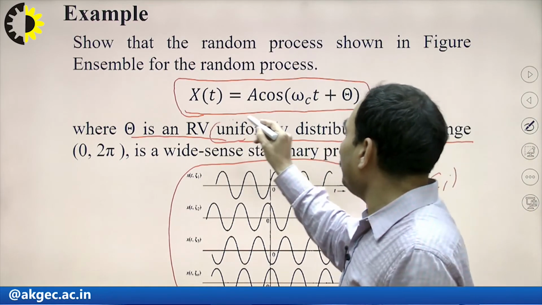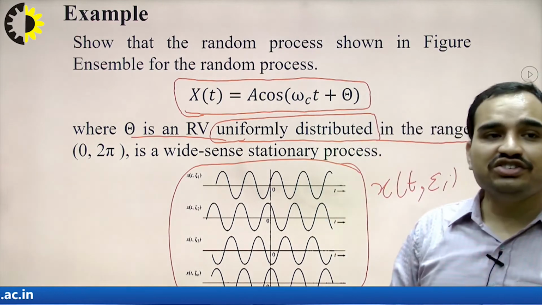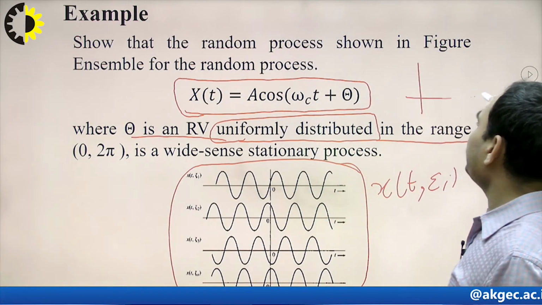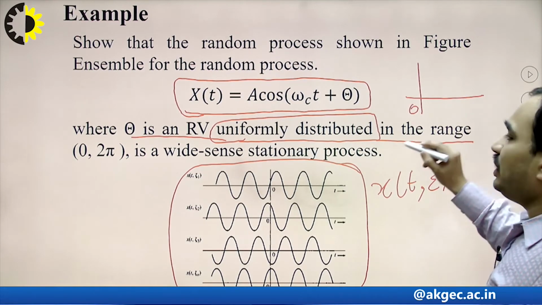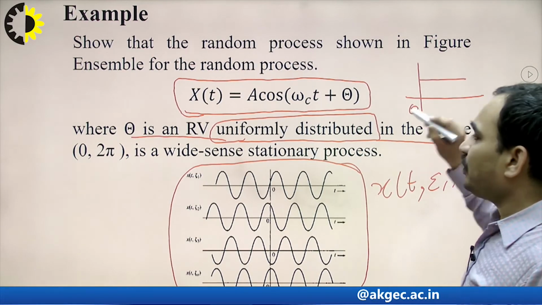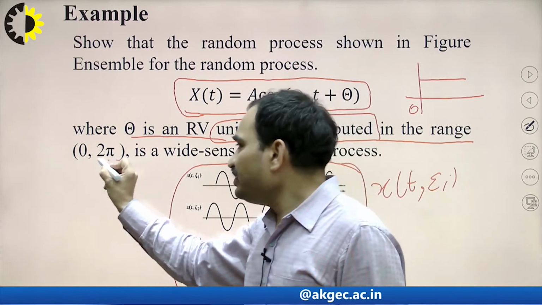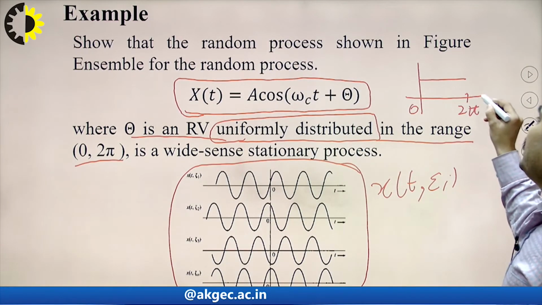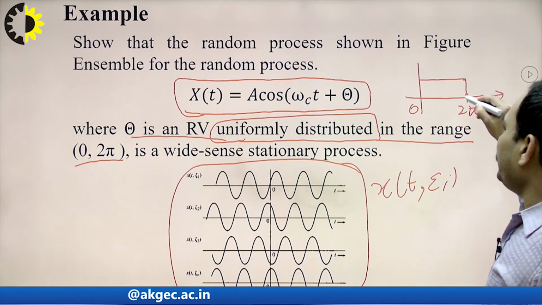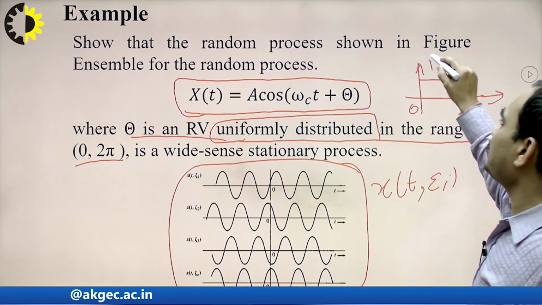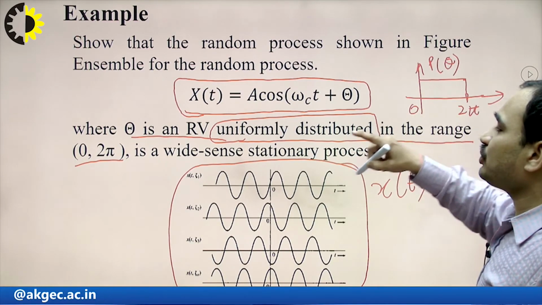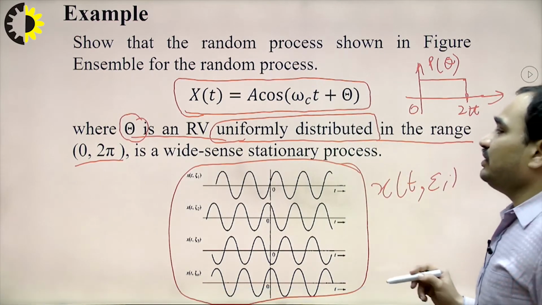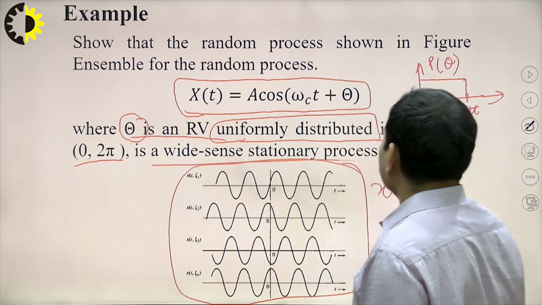it is written that it is uniformly distributed. So according to the definition of uniform distribution, we know that for a particular range it is constant. And what is that range? Range is from 0 to 2 pi. So for 0 to 2 pi this uniform distribution will be constant. This uniform distribution is in terms of theta, because theta is the random variable here, and we have to prove that it is a wide sense stationary process.